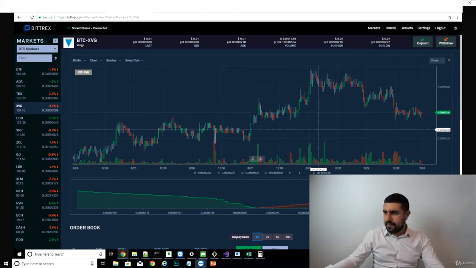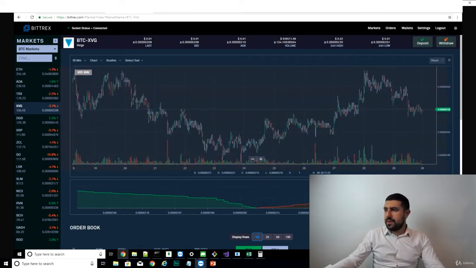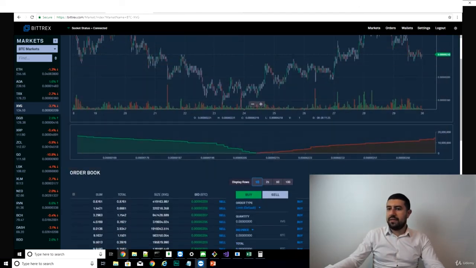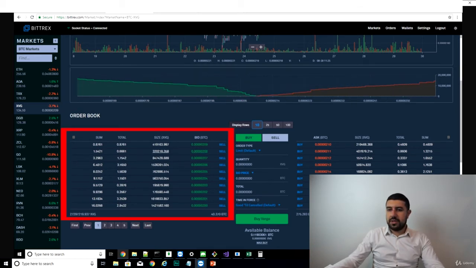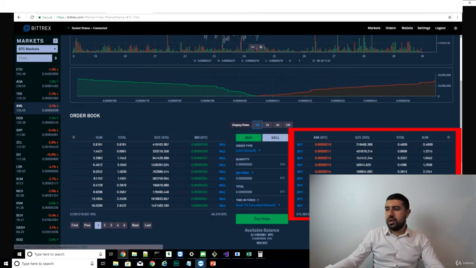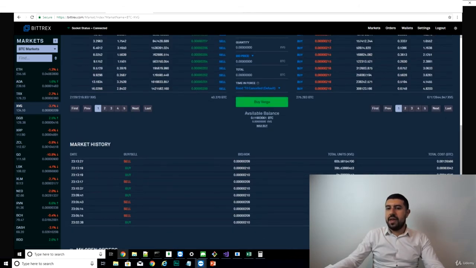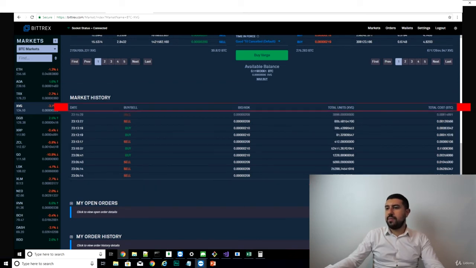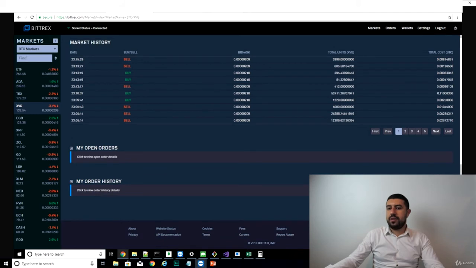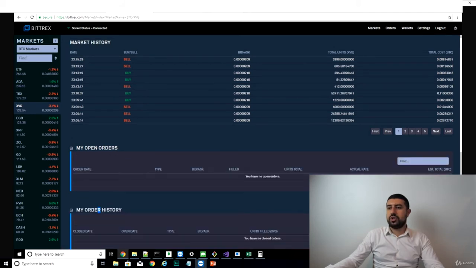Okay. So if I want to buy this, let's see here. What do I have? There's a nice chart of buy orders and sell orders, right? And here are all the buy orders and the sell orders. So it's the same thing that we see everywhere, right? And here is market history. That's the time of sales. So the trades, the time, buy, sell, and how many. And then you have open orders and order history, which there are none.